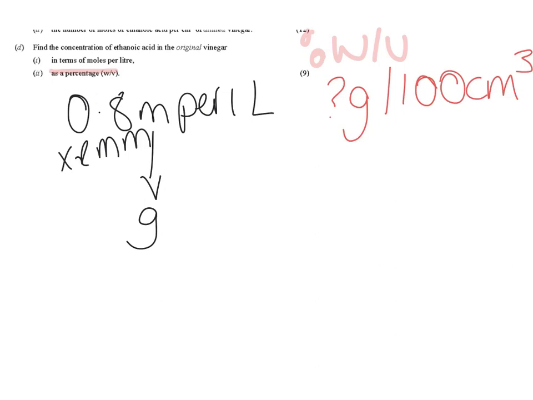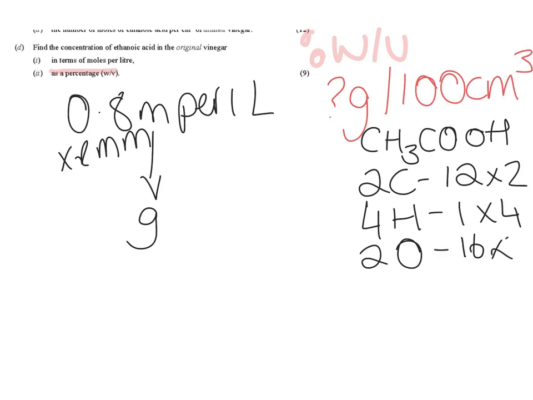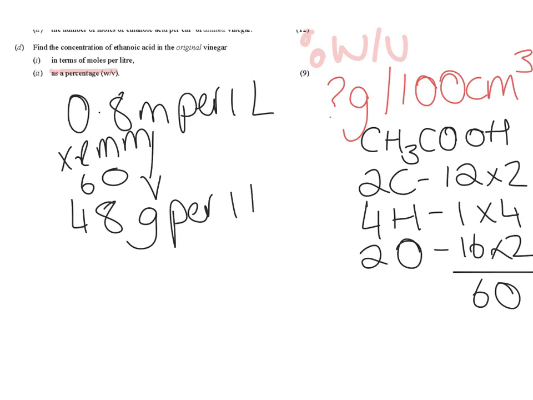CH3COOH. I have 2 carbons, so that's 12 by 2. I have 4 hydrogens, so that's 1 by 4. And I have 2 oxygens, which is 16 by 2. All of that adds up to give me 60. So I'm going to multiply my 0.8 by 60, and when I do that, I get 48 grams per litre.